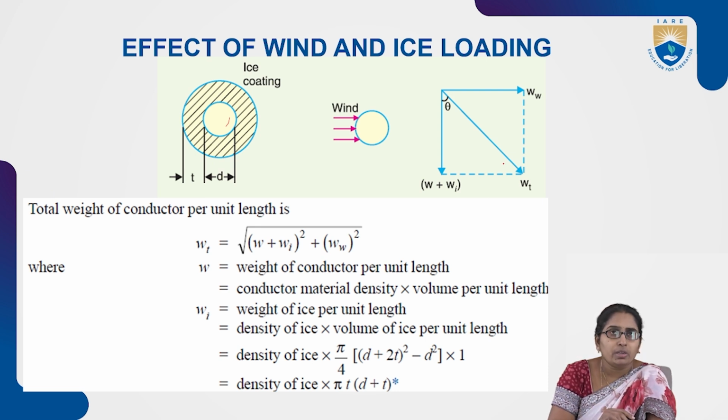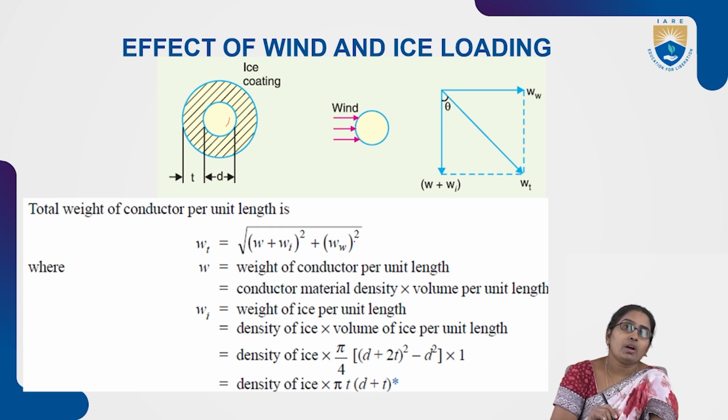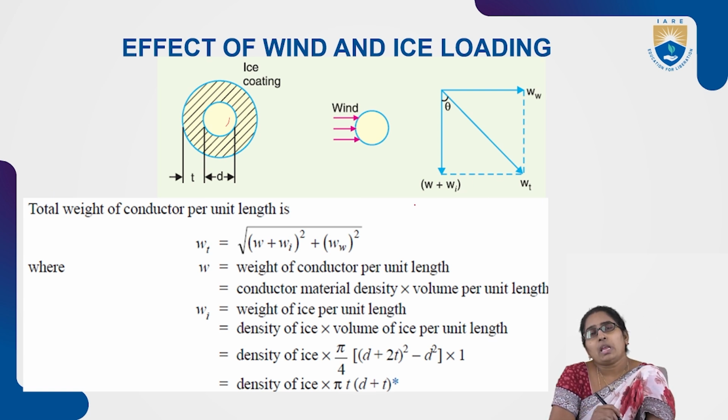So WT is given by square root of (W plus Wi) whole square plus Ww whole square. So it is the vector sum of the vertical component square plus horizontal component square. Now, also look at one more thing. Define theta as the angle between the vertical component of the weight and the resultant component. Now, how to calculate this?